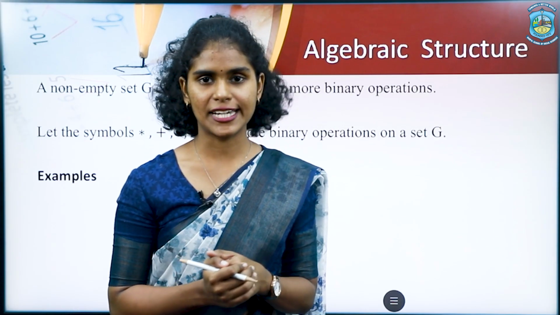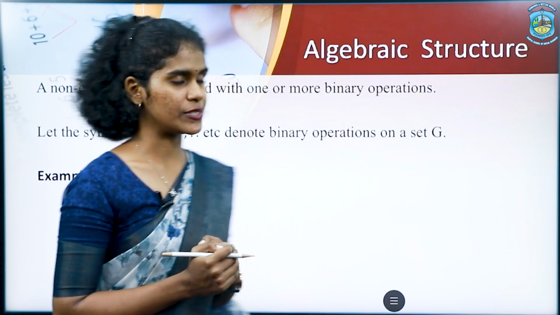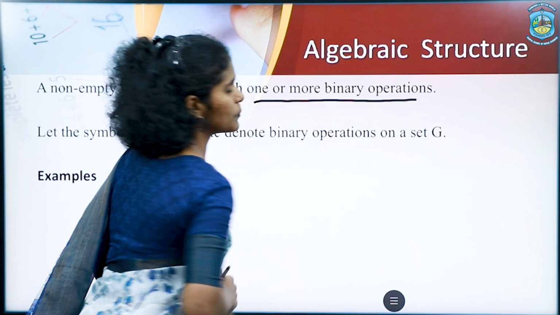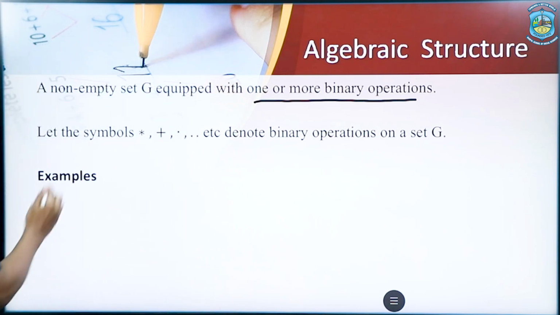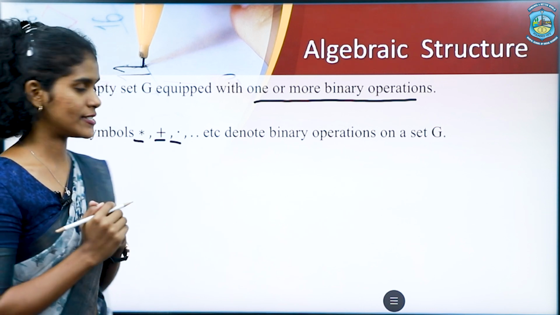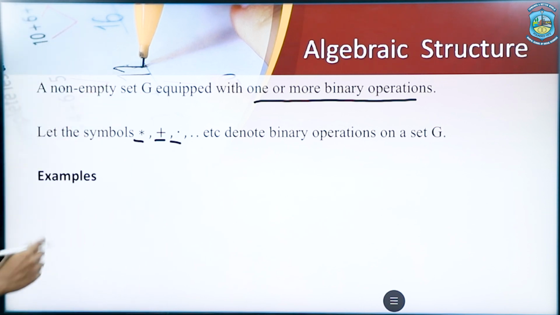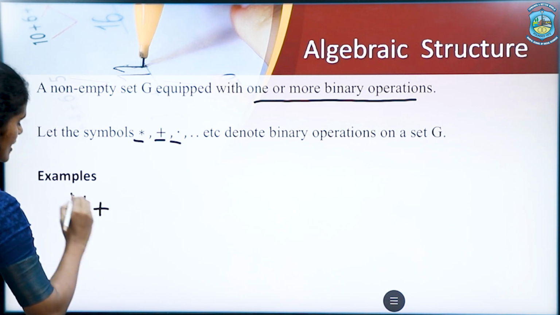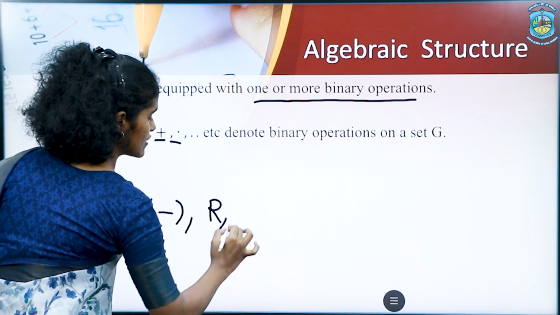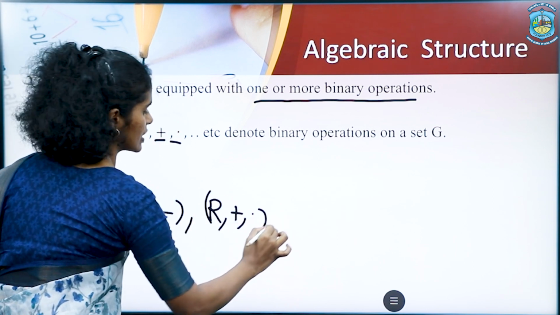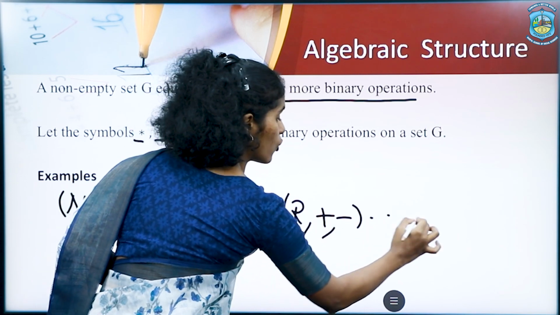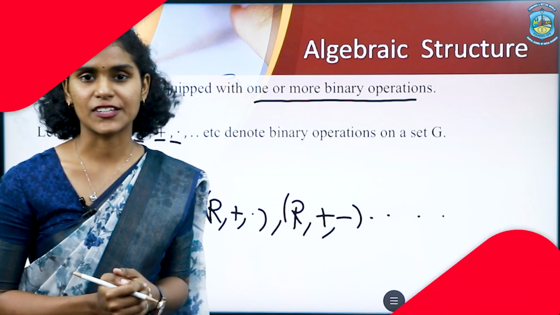Now, moving into our next topic, that is algebraic structure. A non-empty set G equipped with one or more binary operations is called an algebraic structure. Let the symbols star, plus, dot, etc. denote binary operations on set G. So, what are the examples of algebraic structure? N with plus, N with minus, set of real numbers with respect to addition, multiplication, set of real numbers with respect to addition, subtraction. These all are examples of algebraic structures.